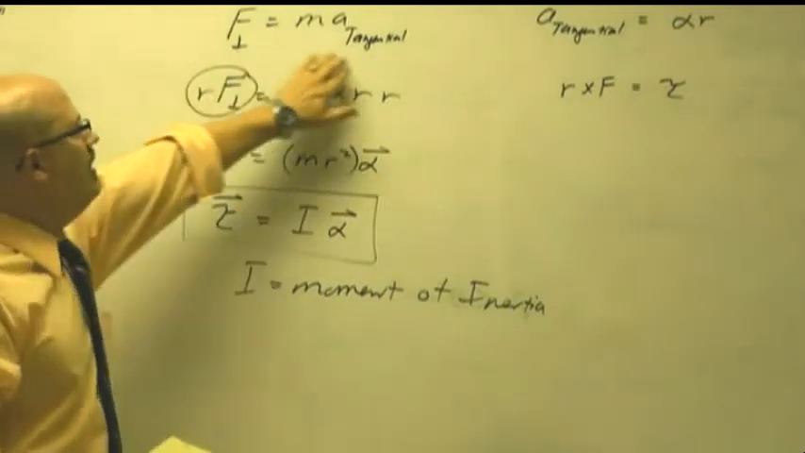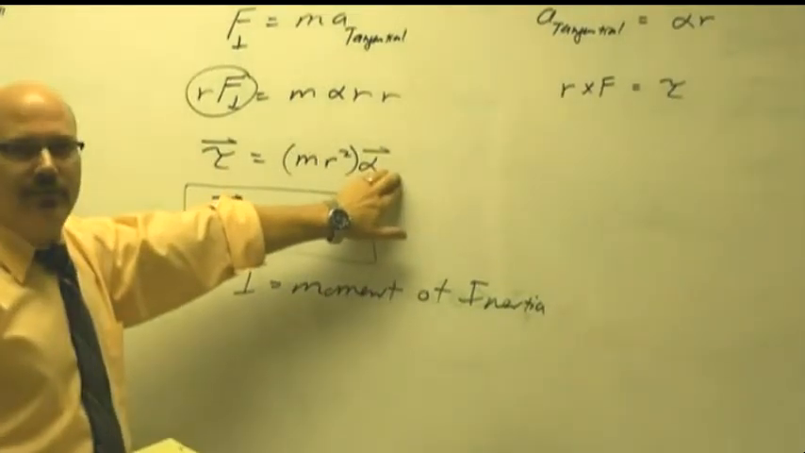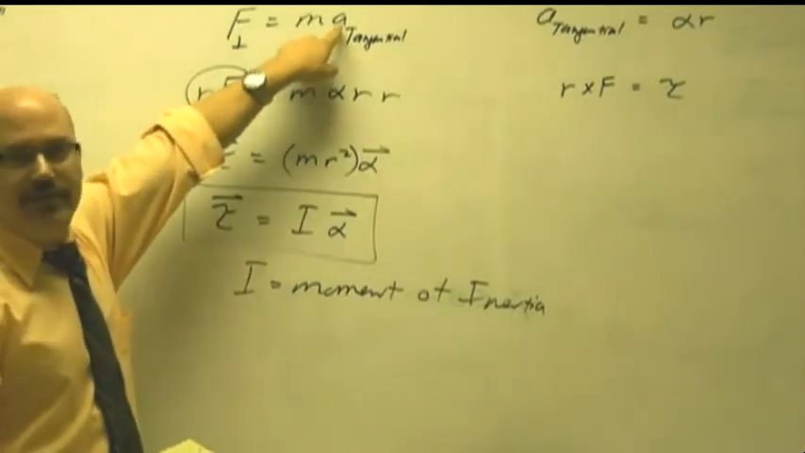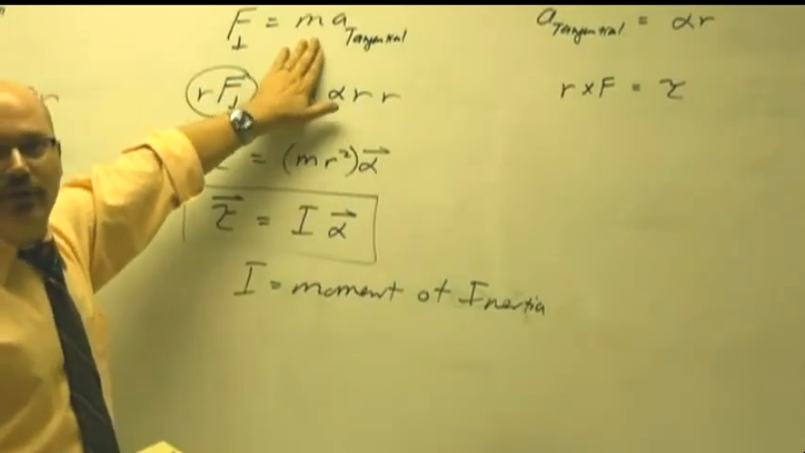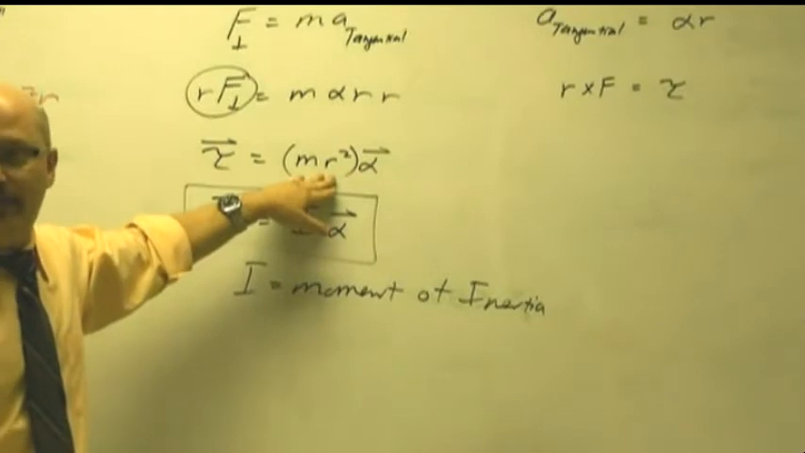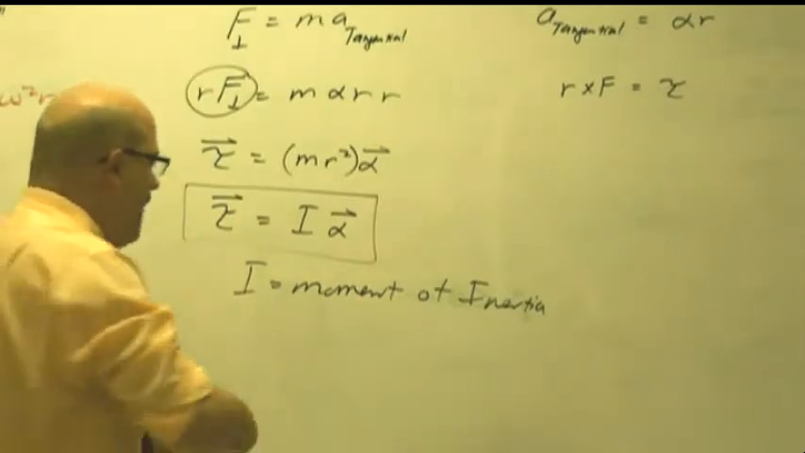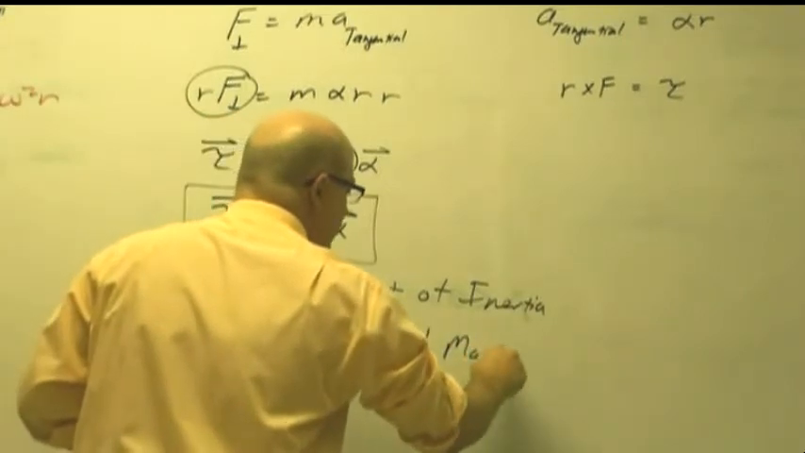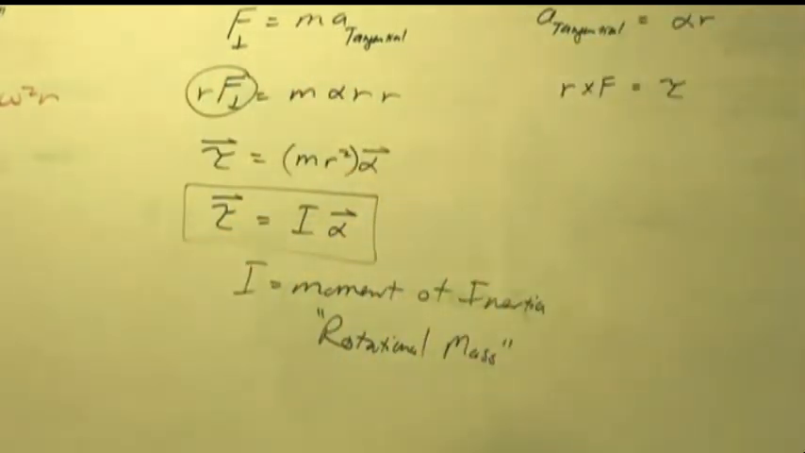If there's a force, there's going to be acceleration, right? But if there's a torque, there's going to be an angular acceleration. The angular equivalent of force is torque. The angular equivalent of acceleration is angular acceleration. The rotational or angular equivalent of mass is rotational mass. They give it the name moment of inertia. Think of it as rotational mass. It's the inertia you experience when you try to rotate something.